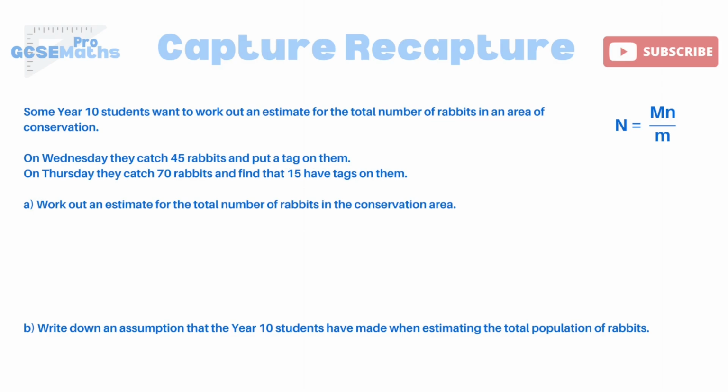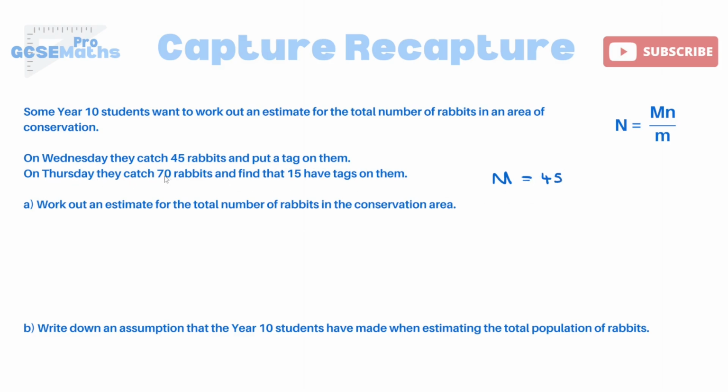Okay, we've got another question here, just a slightly different context, and we also have a part B just in case they ask you that in the exam too. So some Year 10 students want to work out an estimate for the total number of rabbits in an area of conservation. On Wednesday, they catch 45 rabbits and put a tag on them. So that was our capital M, wasn't it? The number that you catch the first day.